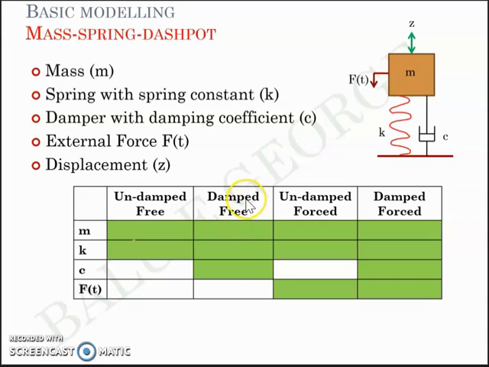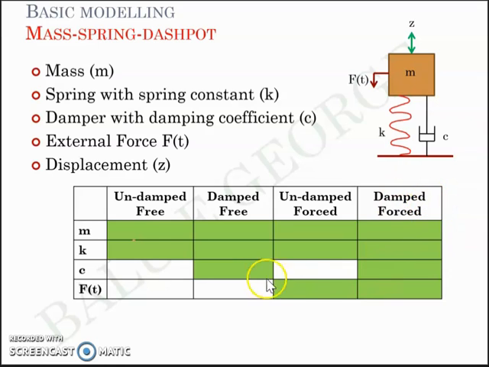So it's a free, damped vibration. Third one is an undamped forced vibration, meaning it has mass, it has spring constant k, and it's forced, but it is undamped. It doesn't have c. Likewise, the last one is a damped forced vibration. It has mass, it has spring constant k, it has got damper c, and it is acted upon by an external force f of t. So it's forced and it's damped.